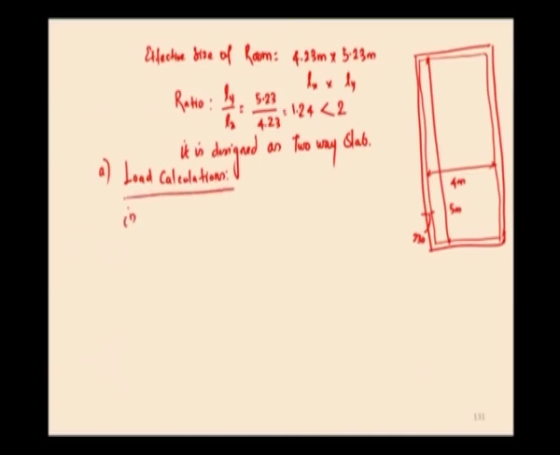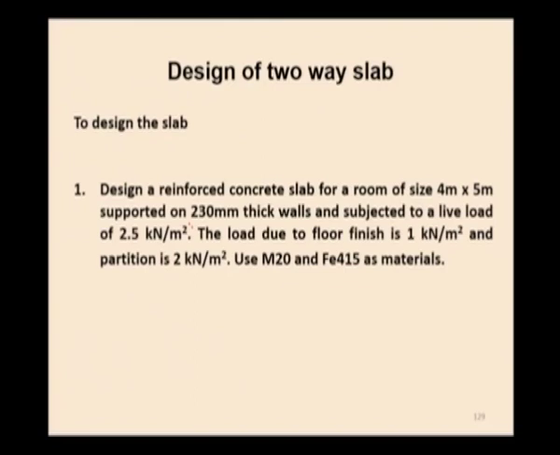First one, dead load. So here the dead load normally consists of the self weight of the structure itself, the weight of partitions and the weight of floor finish. So here they have given the live load on the slab is 2.5 kilonewton per meter square, floor finish is 1 kilonewton per meter square, and partition they have given us is 2 kilonewton per meter square. Now first, self weight of the slab.